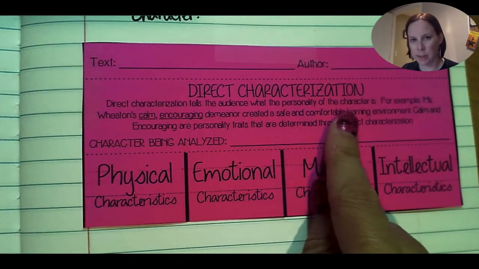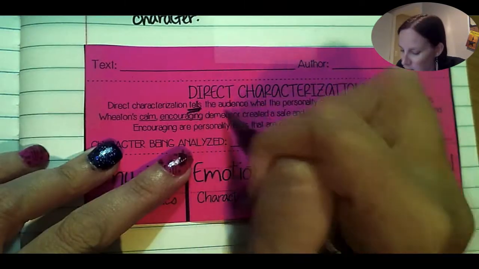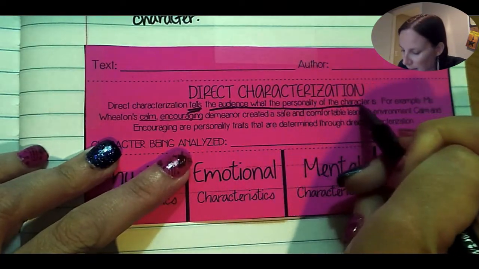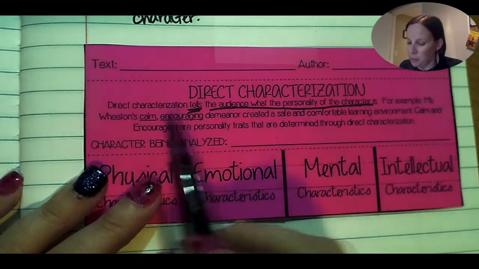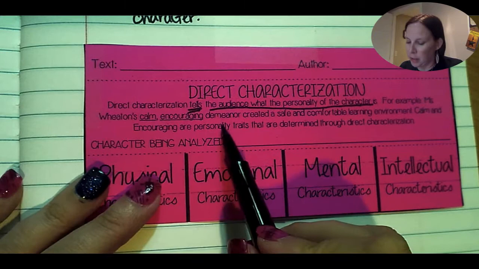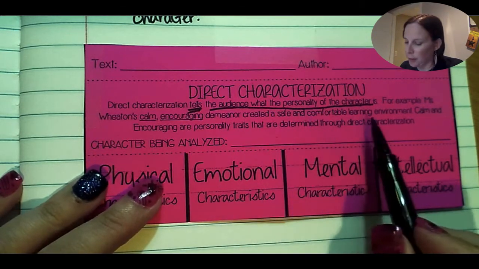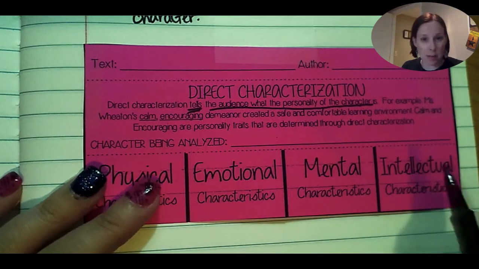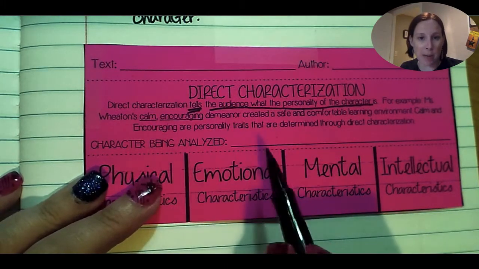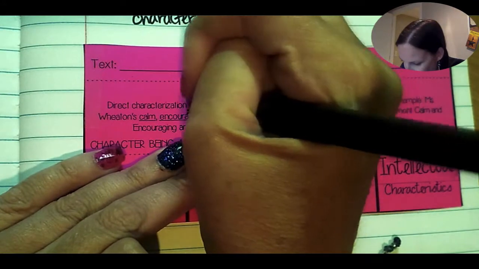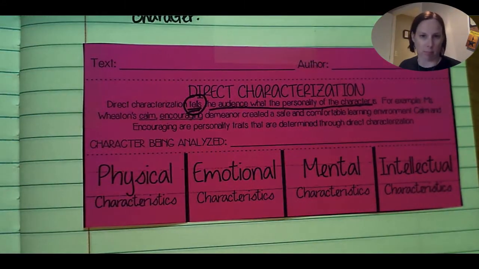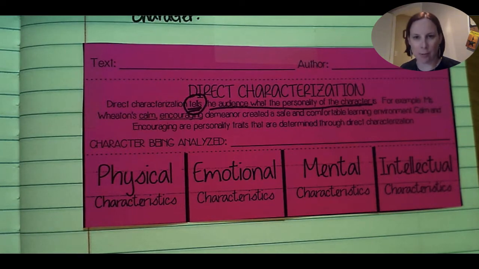There's direct characterization, and direct characterization tells the audience what the personality of the character is. Okay. So, for example, Mrs. Wheaton's calm, encouraging demeanor created a safe and comfortable learning environment. So that's the sentence. Well, calm and encouraging are personality traits that are determined through direct characterization. Here's the big thing. It tells us. Okay? This is one of those where you are not going to hunt for what the character is like.